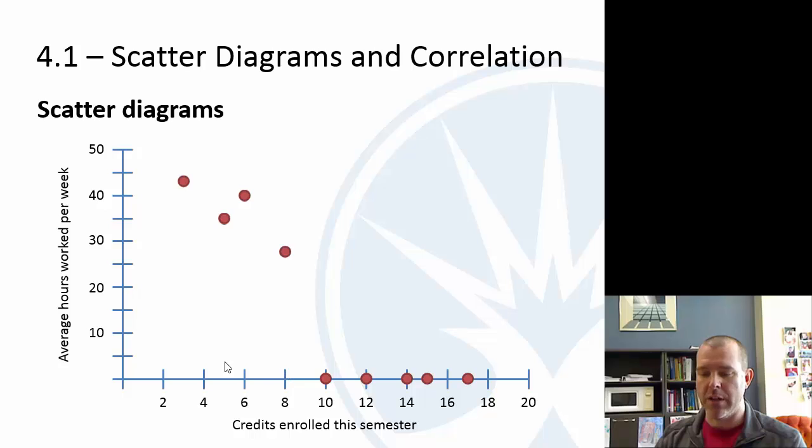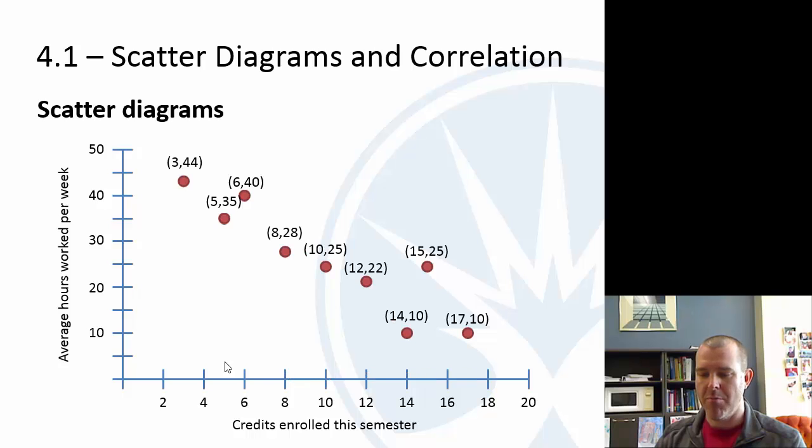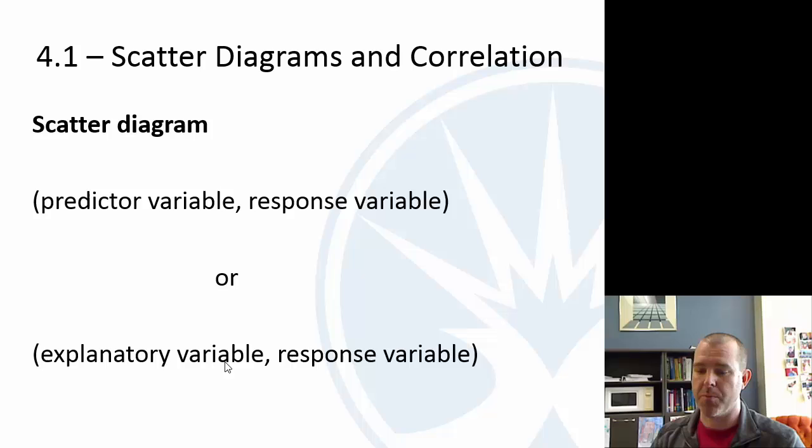And there might be some relationship. I'm kind of making this up here. This isn't real data that I've collected. But each student then has two values. They have the credits that they're enrolled in this semester and the average number of hours that they work per week. And so each one of those points represents an individual now. So each individual has two numbers. Bivariate data is what this is called because we have two numbers.